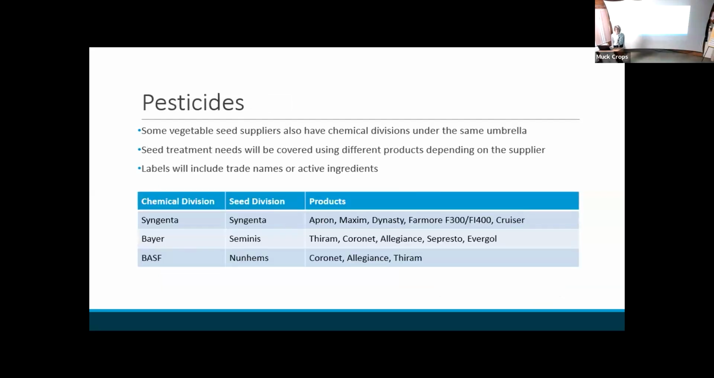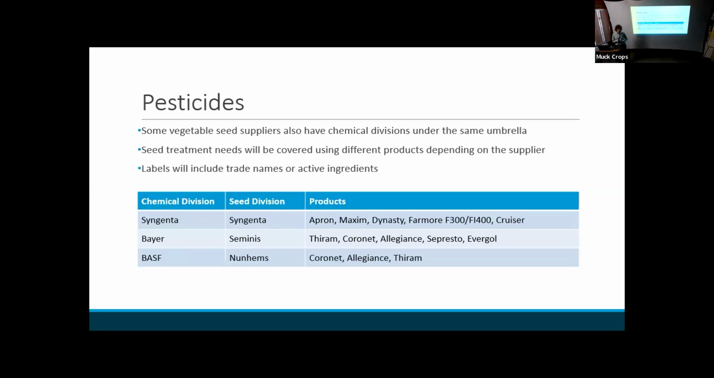So speaking of pesticides, this can get a little bit tricky, not in a bad way, but a lot of vegetable seed companies are also owned under the same umbrella as a chemical division. So Syngenta makes it easy on us. Their seed division is Syngenta, Bayer, Seminis, BASF, Nunhems. So if they have access to a chemical division, they're probably going to use the products that they already have the patents for, they already have the rights to, they already have the product. So if you look at certain crops, you'll see a different seed treatment blend on certain varieties versus ones that are owned by other companies.